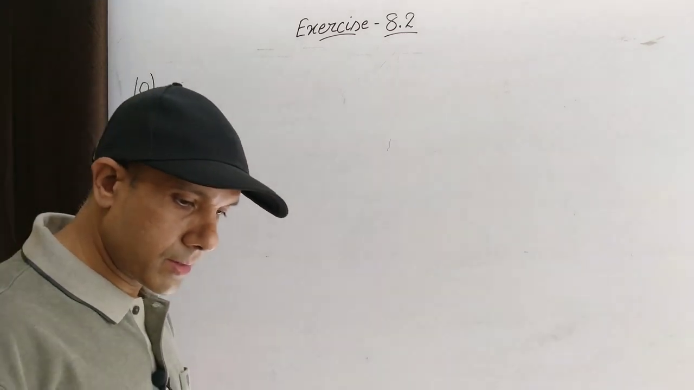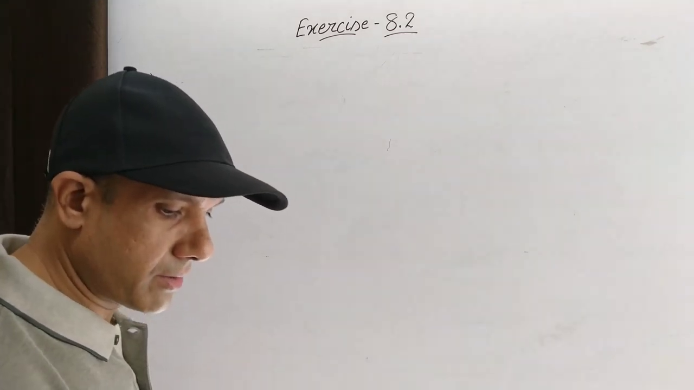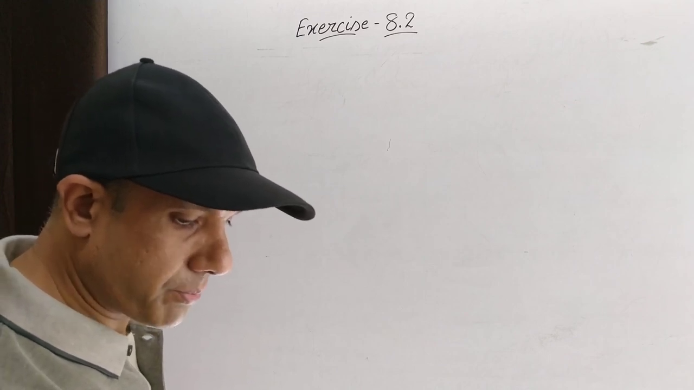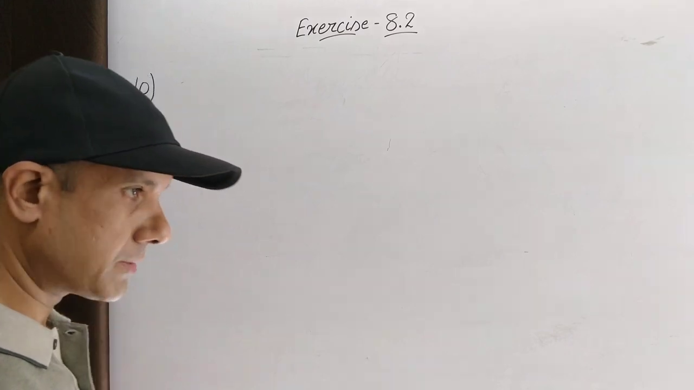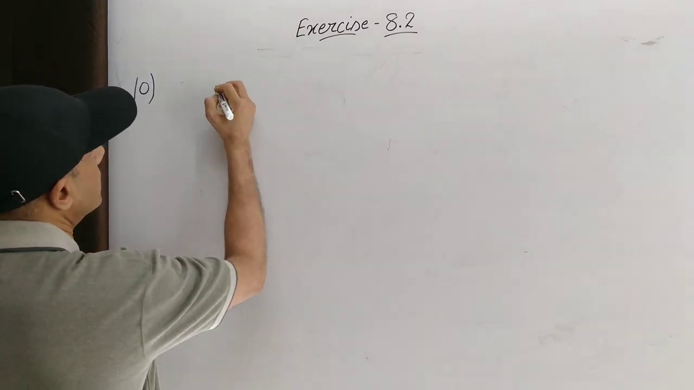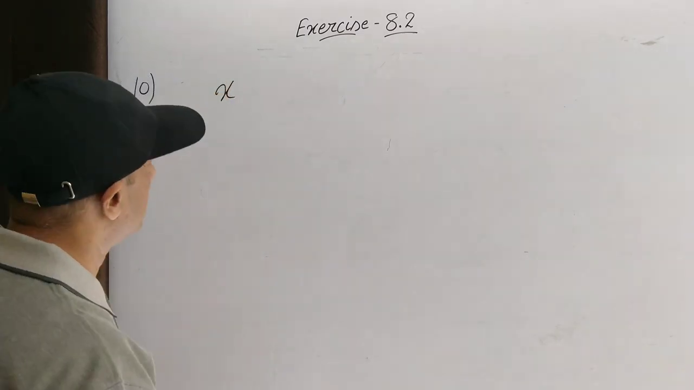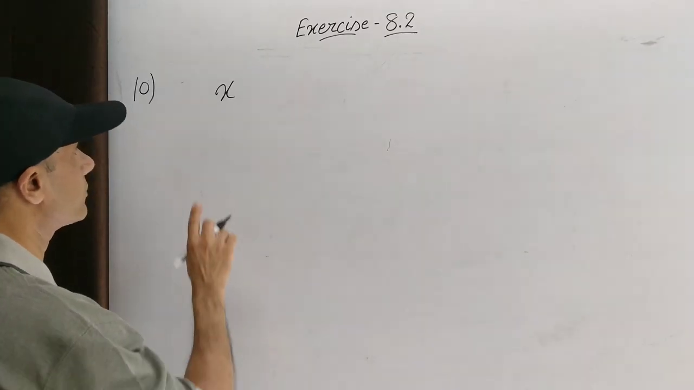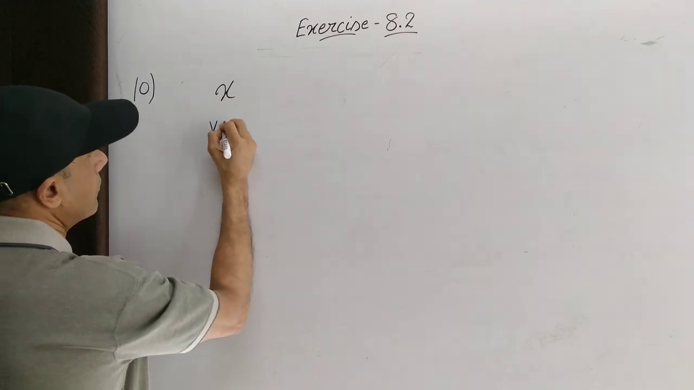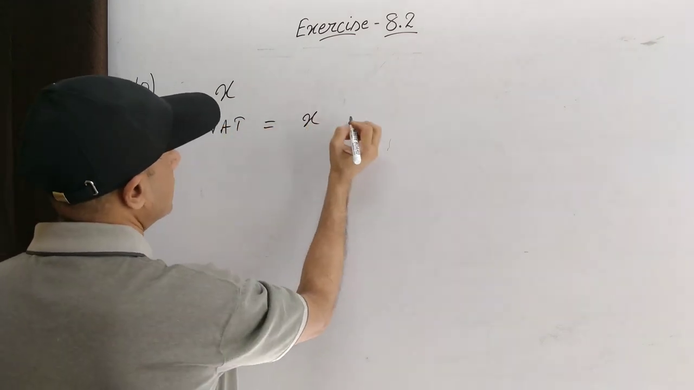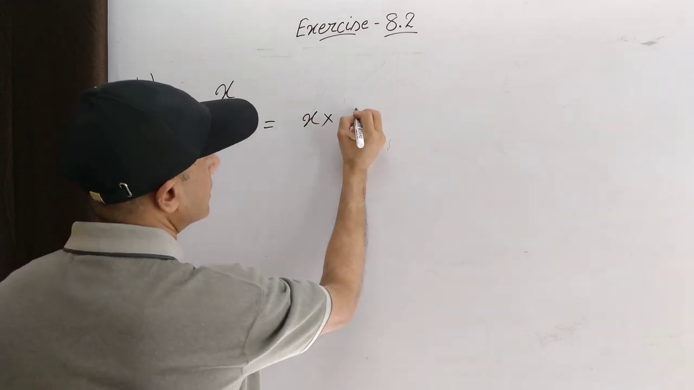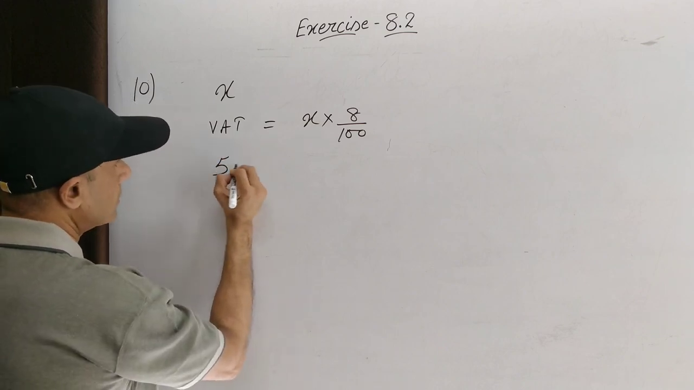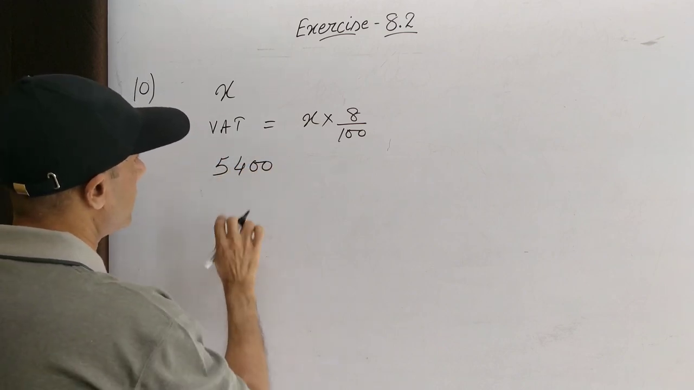Question number 10. I purchased a hair dryer for rupees 5400, including 8% VAT. Find the price before VAT was added. So suppose before the VAT the price was x rupees. And on this amount x, I have paid VAT of 8%, that is value added tax. So VAT I have paid is equal to x into 8%, that is 8/100.